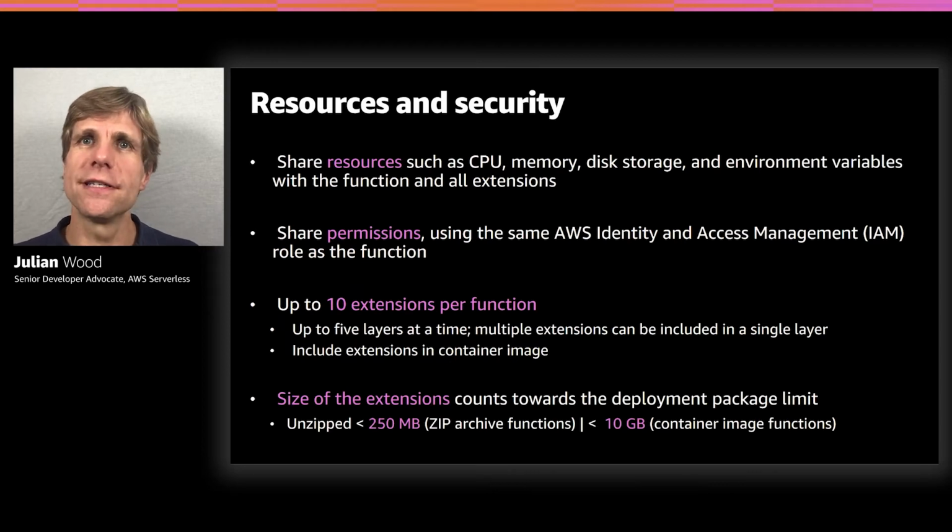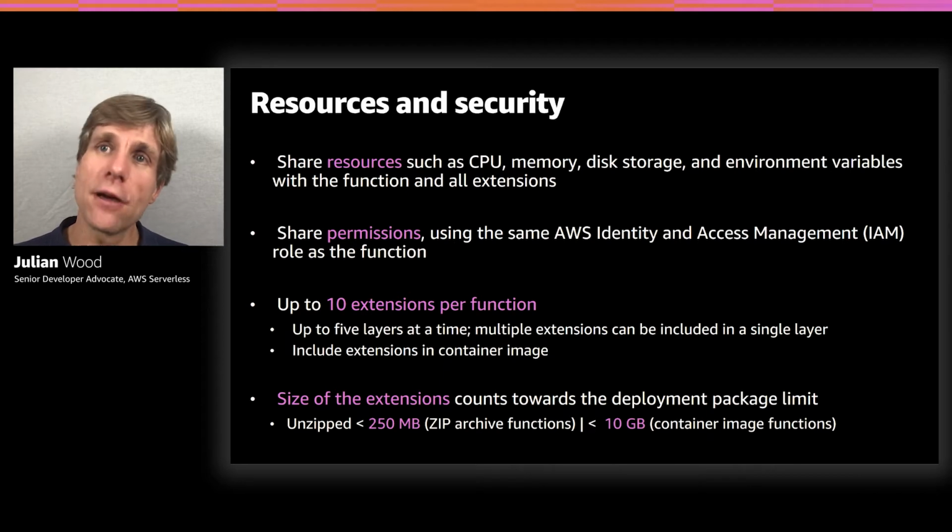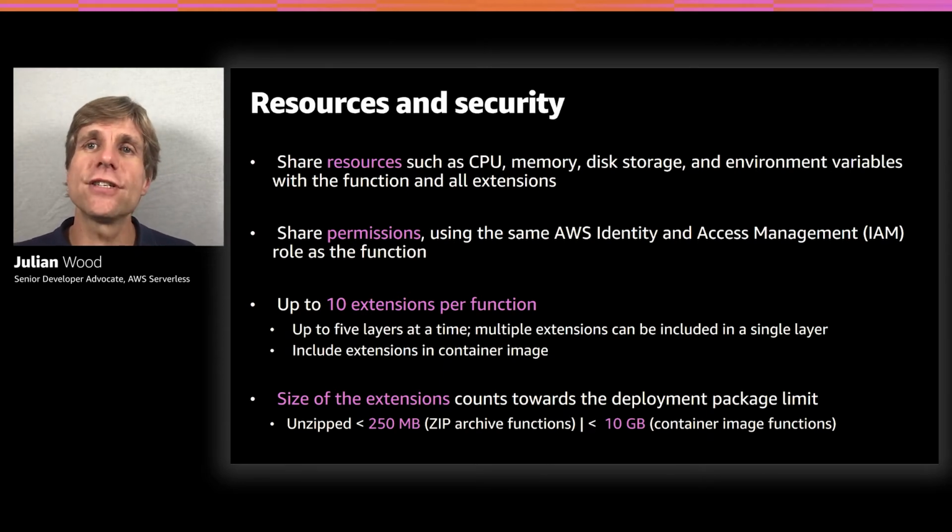Looking at resources and security now. As extensions run in the same execution environment as the Lambda function, they share resources with the function, such as CPU, memory, and temp disk storage. Extensions also need to be compatible with the associated operating system. And if an extension needs any network access, for example, you must apply network egress rules to the function configuration.